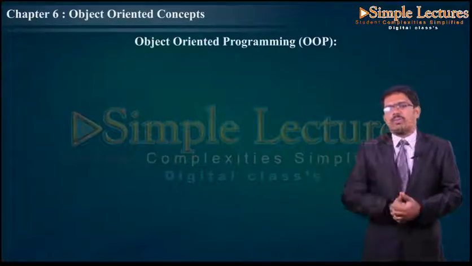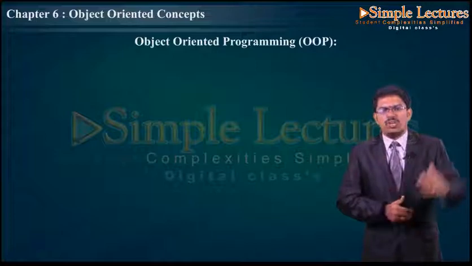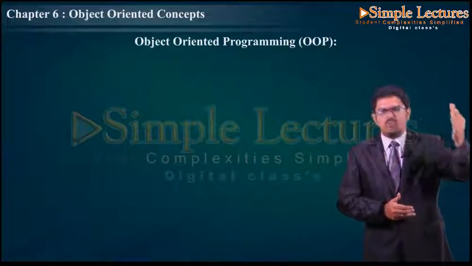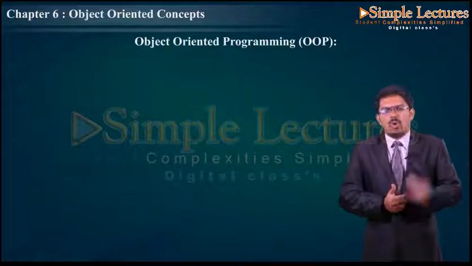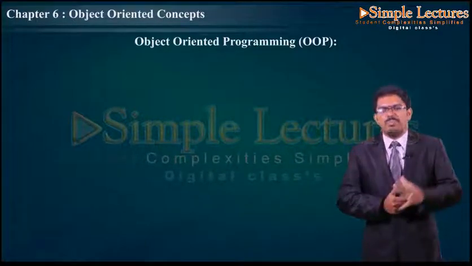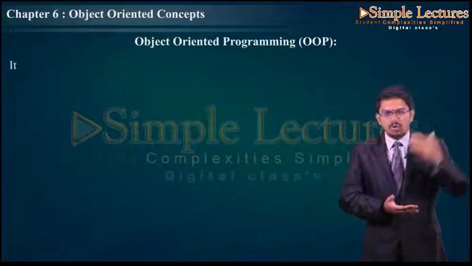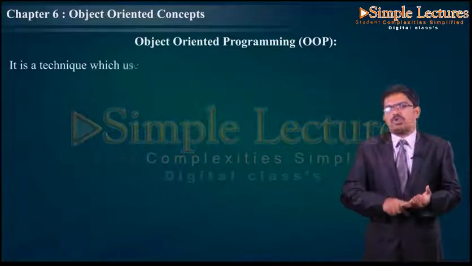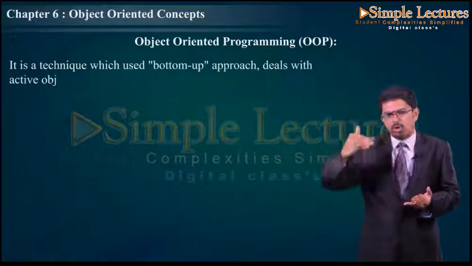Object-oriented programming, which is called OOP. O stands for object, O stands for oriented, and P stands for programming. Object-oriented programming's best example is C++. Here it follows the bottom-up approach. All the concepts will be implemented from the bottom to the top.